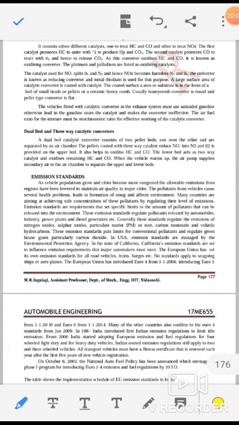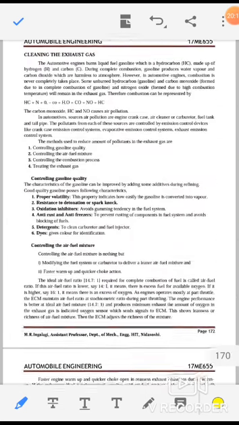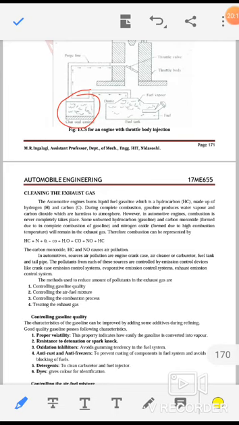These are the different methods we use for cleaning the exhaust gas. This is the topic we discussed, cleaning the exhaust gas. This is over now.